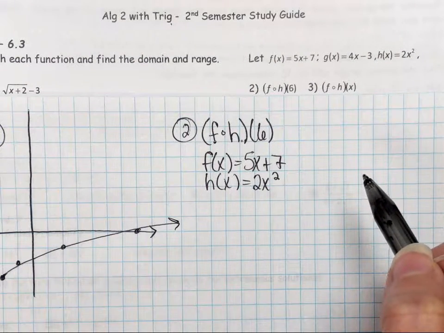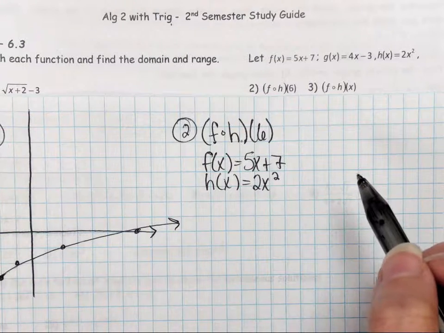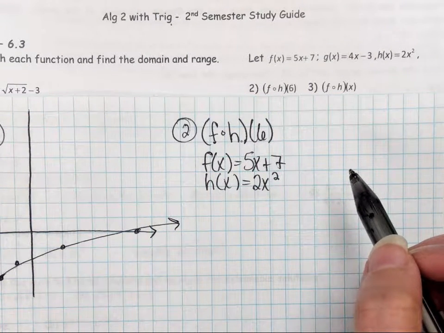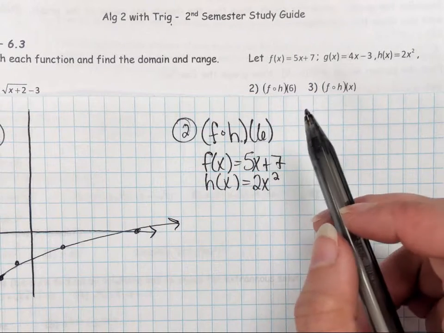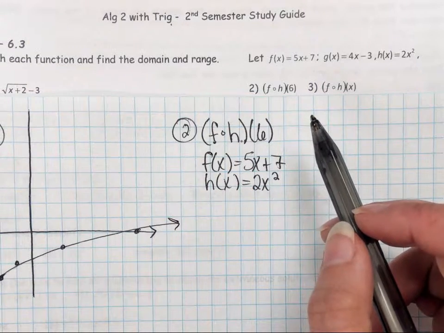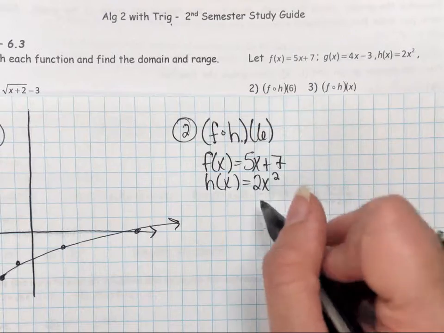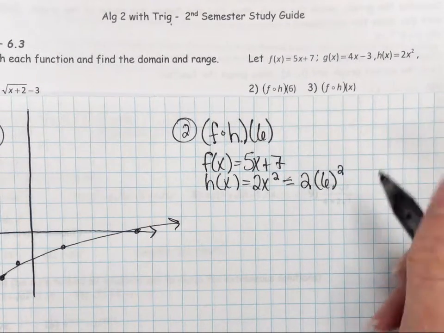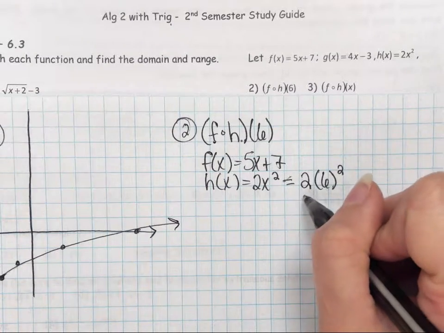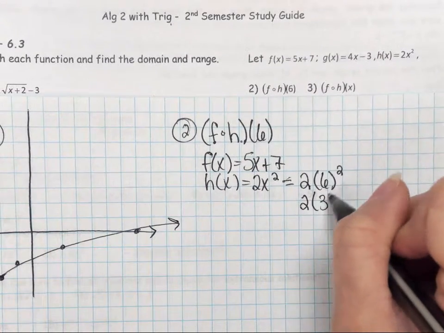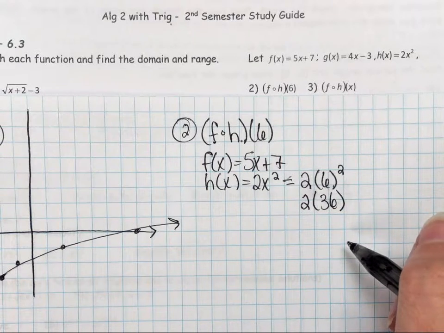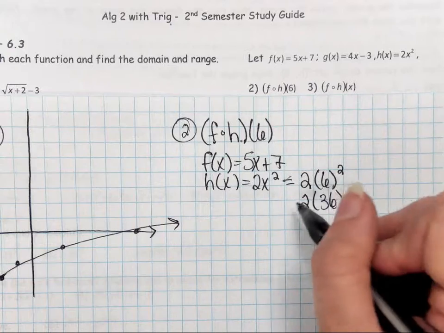Well, it's a 50-50 chance. Which one? It's been a minute since we've done it. Which one are we going to plug the 6 into first? The F of X or the H of X? H of X. Very nice. So this would be 2 and then 6 squared. What's 6 squared? 36. And then what's 2 times 36?